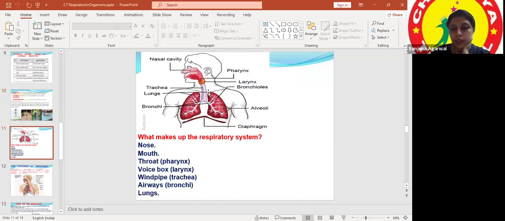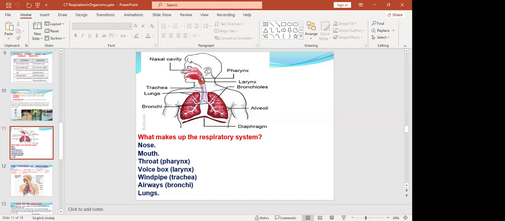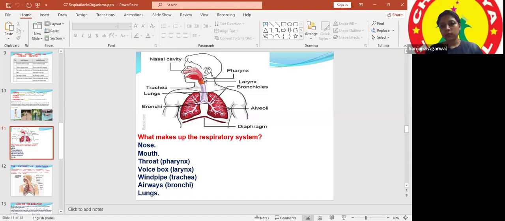Okay. Next, it reaches the nasal passage, passing through the nasal passage. All the air and dust particles are trapped, or the air is filtered, that we are breathing in. Next, further it enters the pharynx, that is the throat. Next, it enters the windpipe, that is the voice box, also called the larynx.